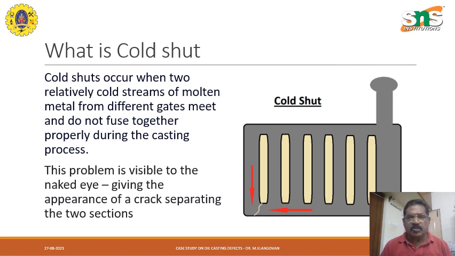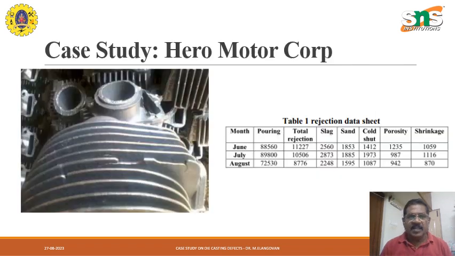Okay, so cold shut should be avoided, and so let us look at how we can avoid cold shut in a particular case study. The case study that we are going to take up is for the Hero Motor Corporation, and we found that there is a lot of rejection data, and the rejection due to the cold shut is very high here. The porosity is also contributing, the shrinkage is contributing, slag is there, and the whole thing contributes to the rejections. So let us attack one after the other, but today we will concentrate only on the cold shut.